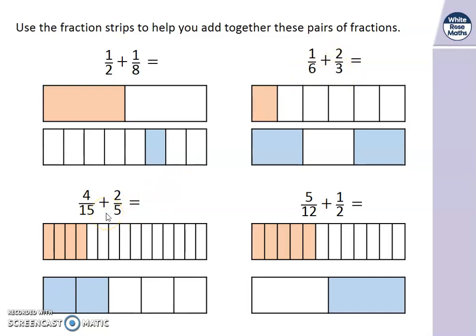On this, 15ths. This will need to change to 15ths. And on this, 12ths. This will need to change to 12ths. Pause the video and have a go at those. When you've got your answers, come back to me.